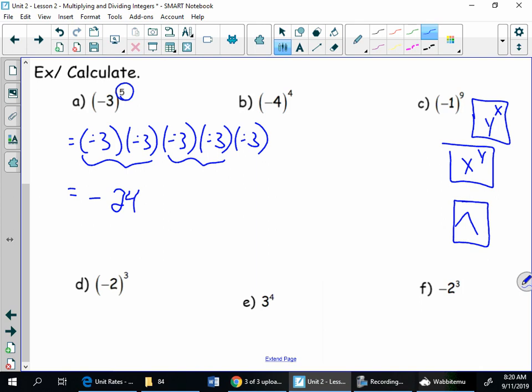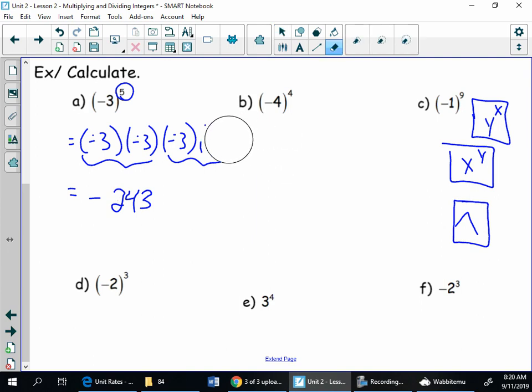Yes, my answer is negative 243. And again, I suppose you really could type it in if you wanted to: negative 3 times negative 3 times negative 3 times negative 3 times negative 3, but why would you want to do that if you can avoid it, right? Okay, let's take a look at the next one. I'm just going to erase these numbers because they take up too much space.